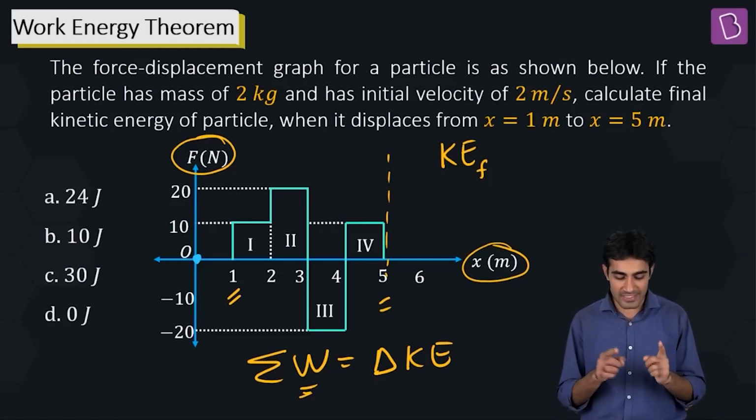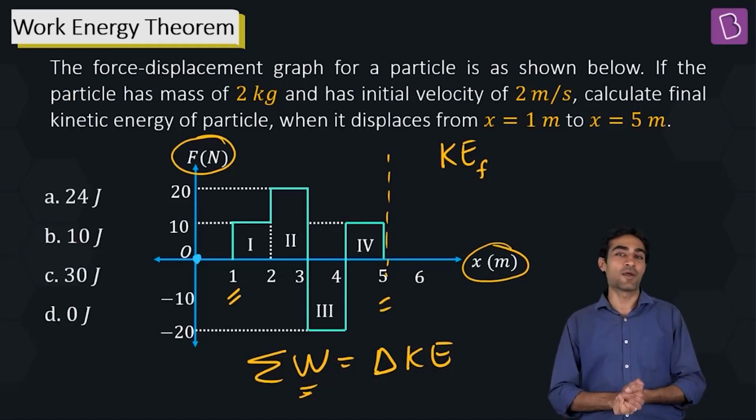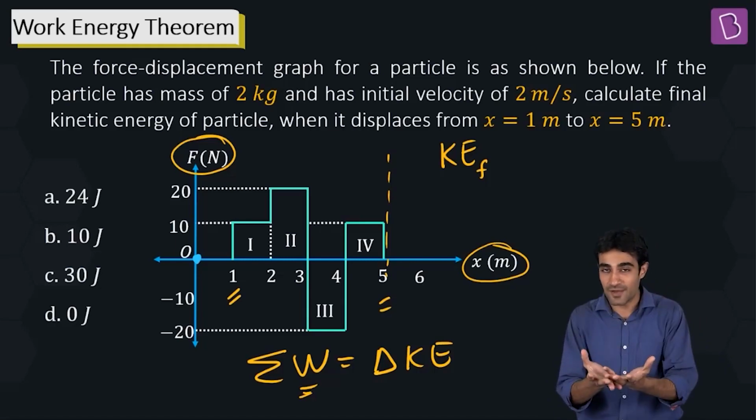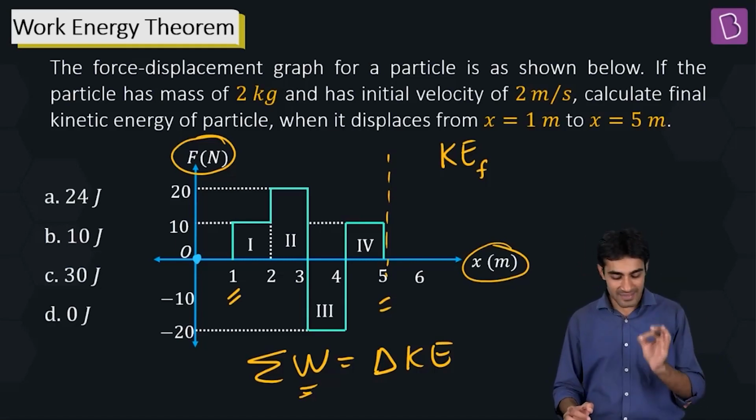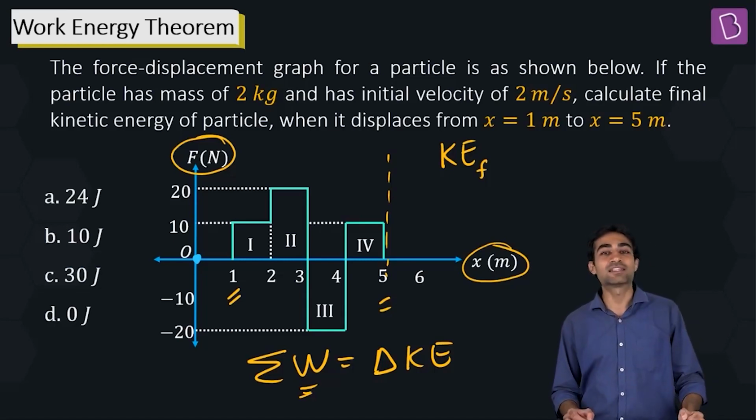And how can we calculate the work done? Well, using this force versus displacement curve, we can find the area under the curve. And that would give us the work done on this object. Okay, we got this way.